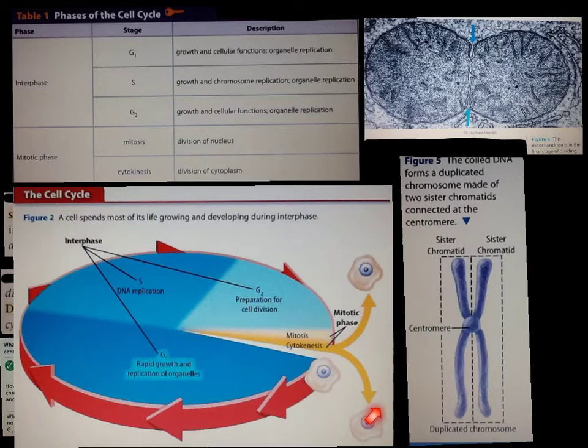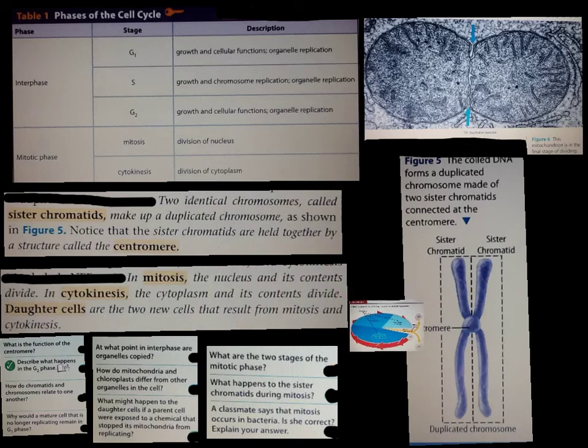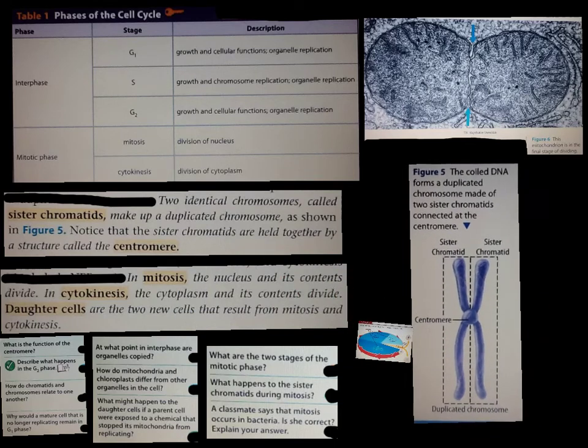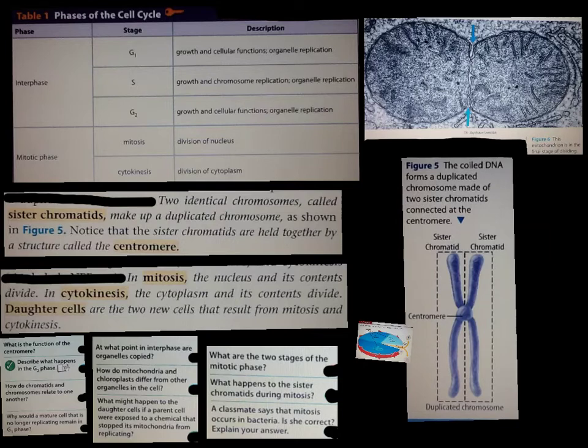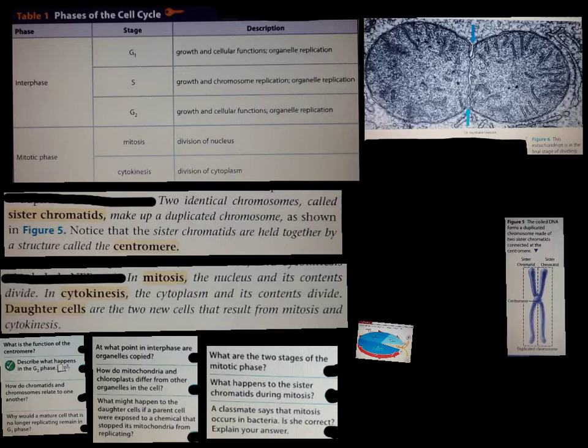Now, what I want you to do is, since I've shown you all that, and actually I'll show you a little bit more here, because we did refer to this figure also. The coiled DNA forms a duplicate chromosome made of 2 sister chromosomes. So here's one, and here's the other, and those 2 sister chromosomes are held together in the middle by a centromere. So it's like having 2 lines with something tying them in the middle.